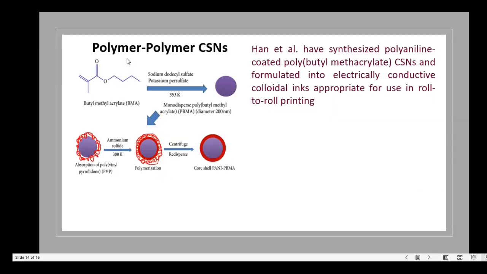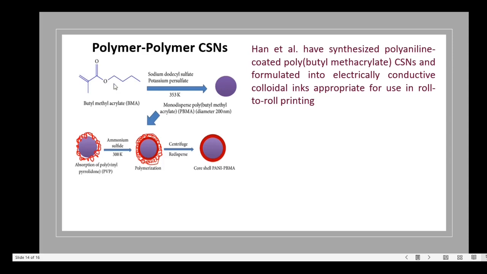The next one is the polymer core, polymer shell nanostructure. Hand et al.'s research group synthesized a polyaniline coated polybutyl methacrylate core-shell nanostructure, which is formulated into an electrically conductive colloidal ink that is appropriate for use in roll-to-roll printing. This picture shows the schematic representation of the preparation of the polymer core-shell nanostructure.